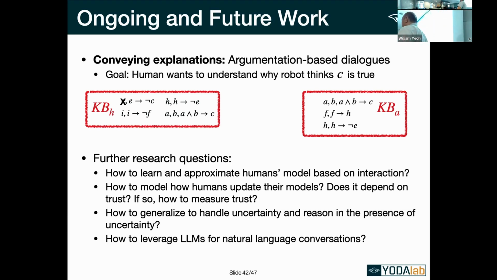Yes? So when you say the human wants to understand why the robot thinks C is true, the word understand here, what specifically does that mean? Formally, it would be you want to find a KB_H that entails C.